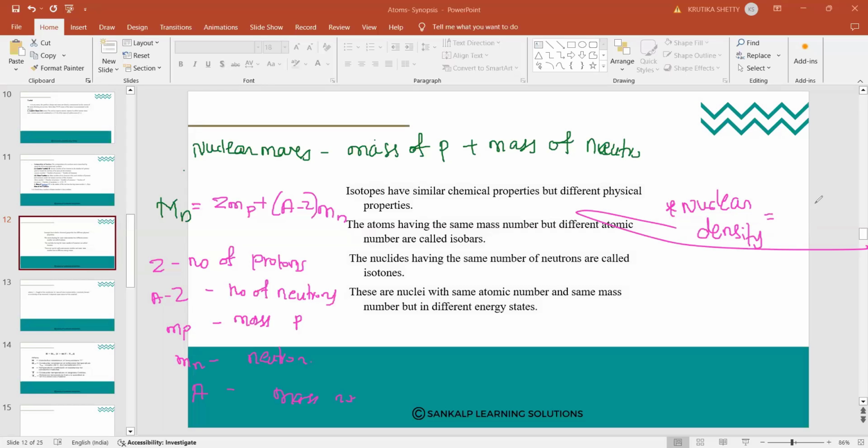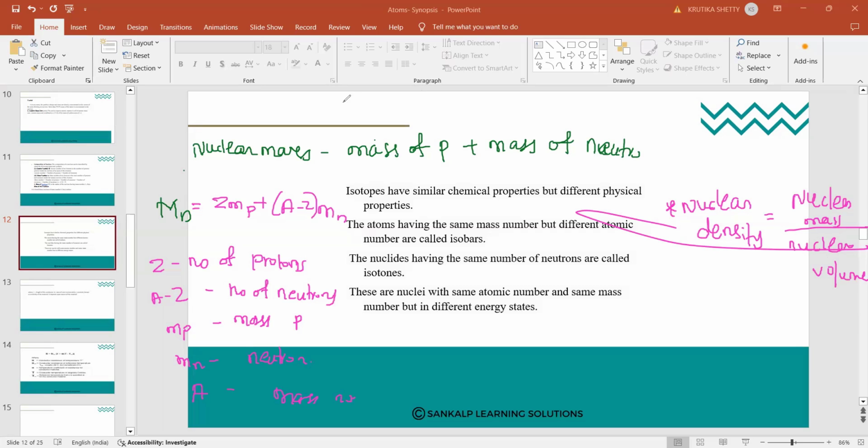Yes, this nuclear density is the ratio of nuclear mass upon nuclear volume. Usually density is defined as mass by volume, so here we are defining it for the nucleus. Therefore, the ratio of nuclear mass upon nuclear volume is called as what? Nuclear density. Yes, so copy down.